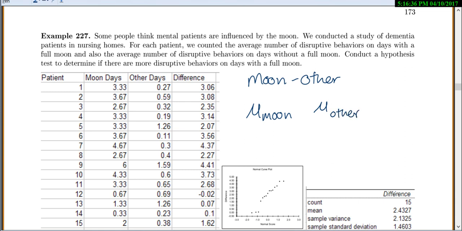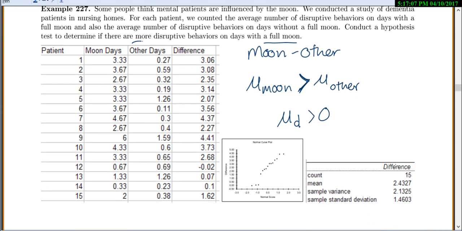Okay, so we're hoping to see, let's see, mental patients are influenced. We want to see if there's more behaviors on days with a full moon. So we want the moon to be bigger. Okay, so make sure you always keep the same order. If they subtract a moon minus other, then you want to compare the means in that same order. Okay, and now that would mean the mean for the differences would be, if this is a greater than, then this would be greater than 0. You keep the same sign as long as you write everything in order. Okay. So these are the actual differences.